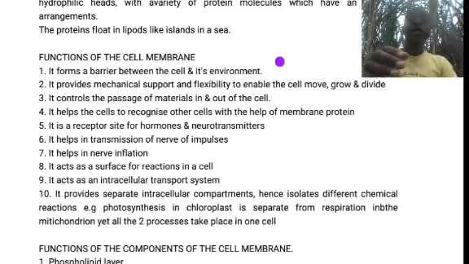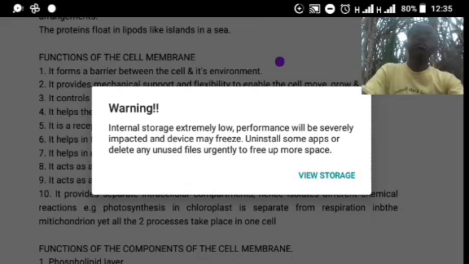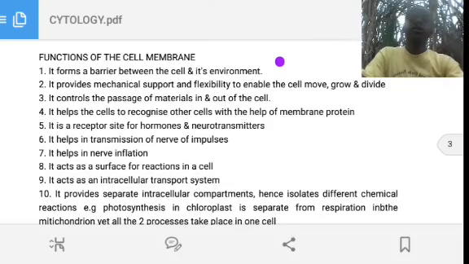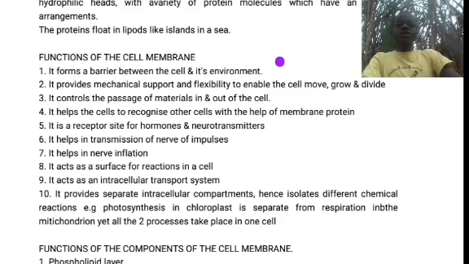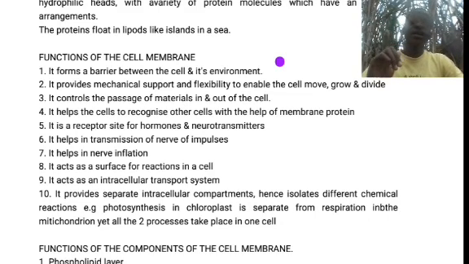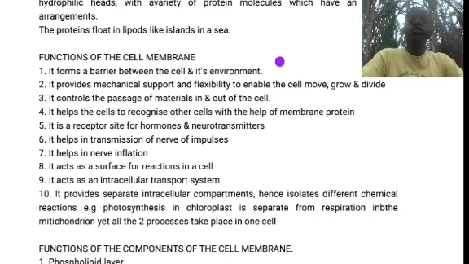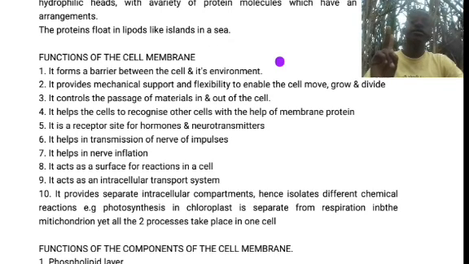So now, it has the ability to make sure that the two processes which are taking place within the cell take place at different times. Take an example. We have photosynthesis that takes place in the chloroplast. And remember, the chloroplast and the mitochondria are found in the same cell. Here we are talking of a plant cell.